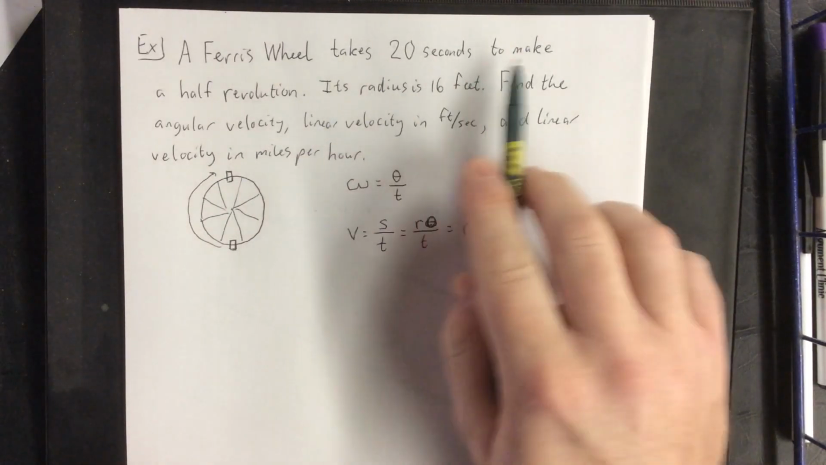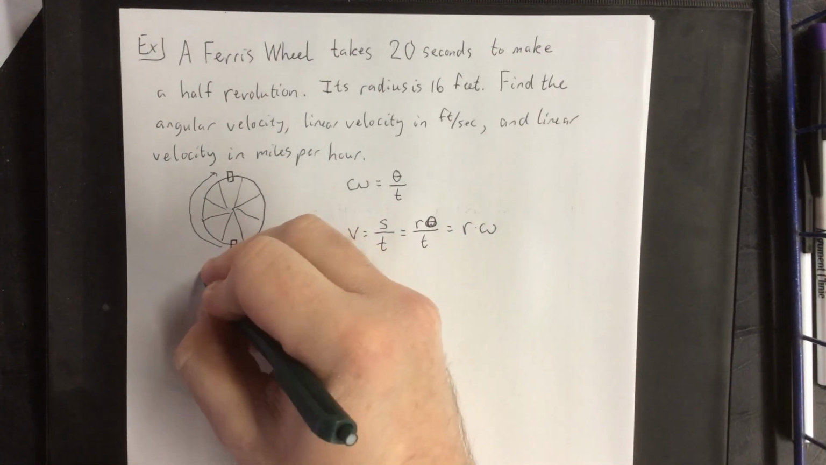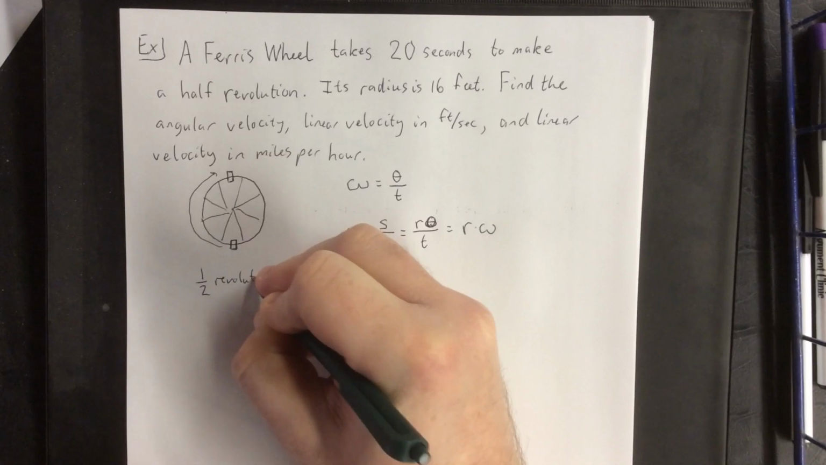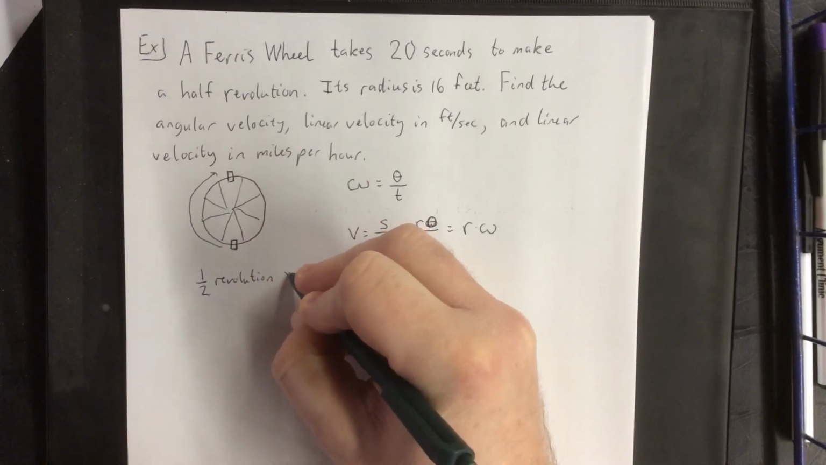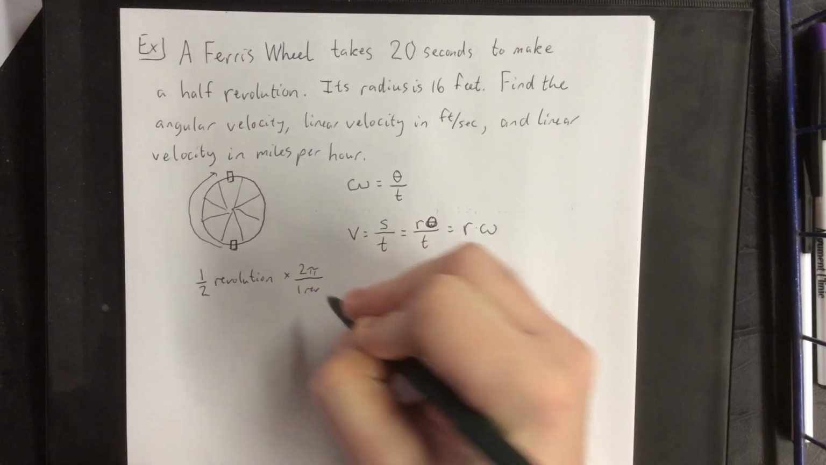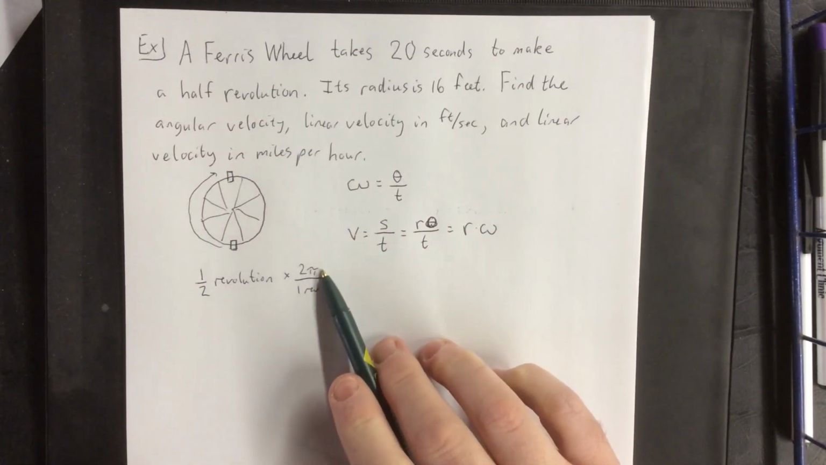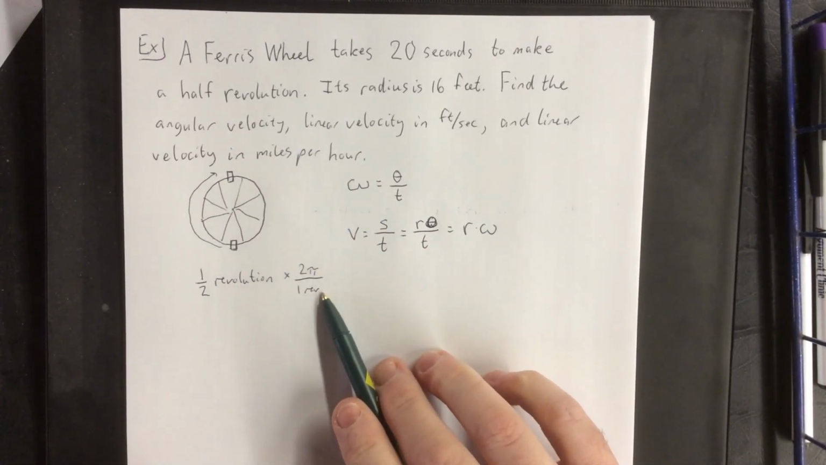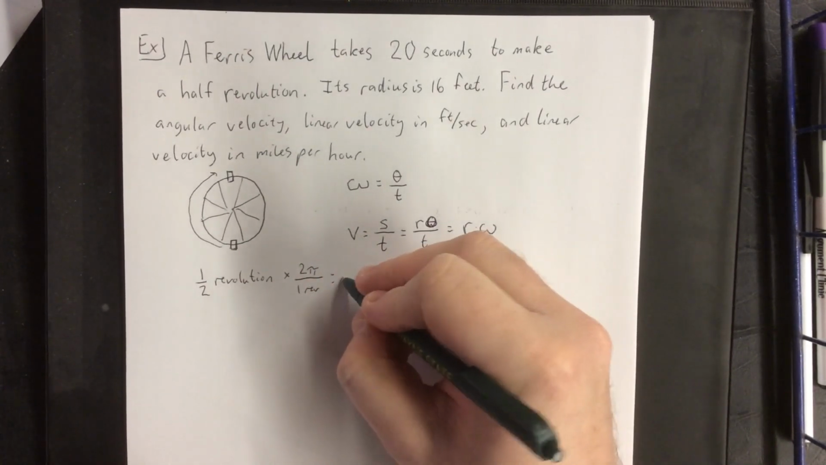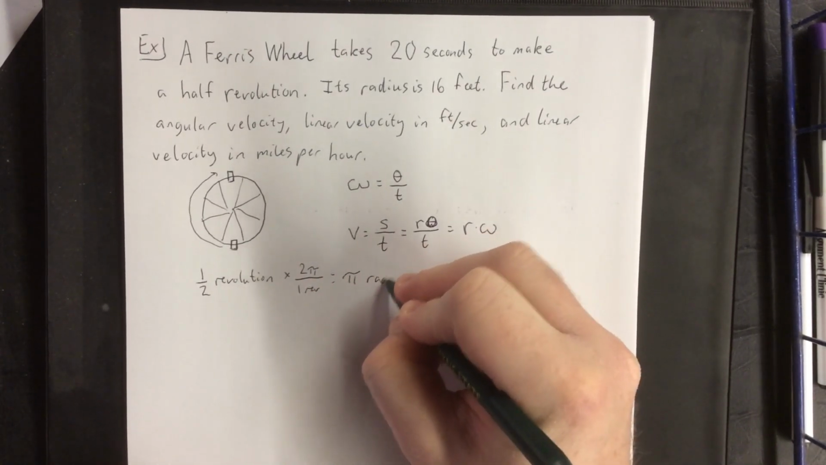Now, it takes 20 seconds to make a half revolution. So first thing I'd like to point out is that a half revolution will need to be converted into radians. So a full revolution would be 2 pi radians. And so we'll multiply by the thing that we're converting to, divided by the thing that we're converting from. The 2's can cancel each other out. The revolutions can cancel each other out. This is going to be pi radians.